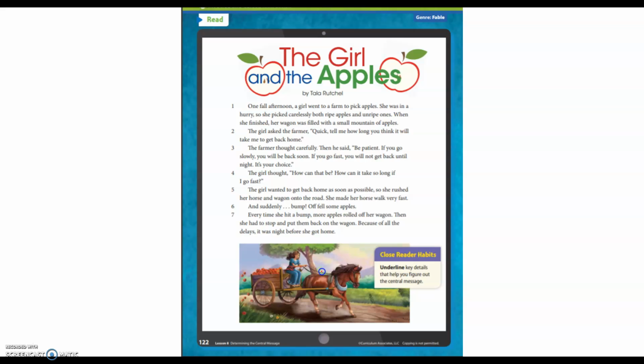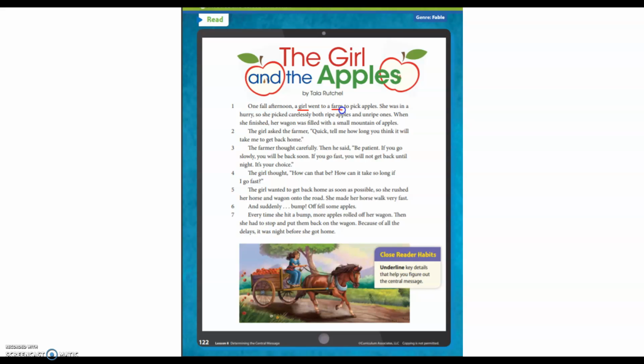So before we go any further, take a second and identify who this story is about. Who is our main character? All right, so there's a girl as our main character. And what's the setting of our story? She's on a farm. So she's on a farm where there's apples.